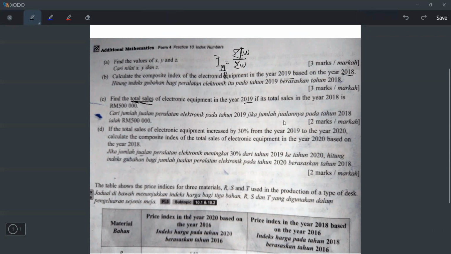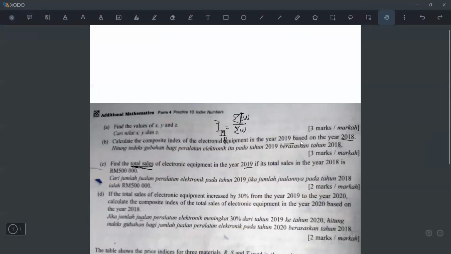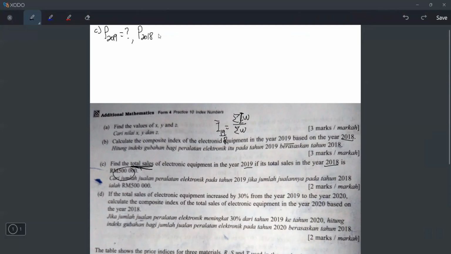Means I'm finding the price for what? Price in what year? P 2019, so P 2019 equals question mark, right? If total sales in the year 2018 is 500,000, so price 2018 equals 500,000. Okay, so what formula will I use?